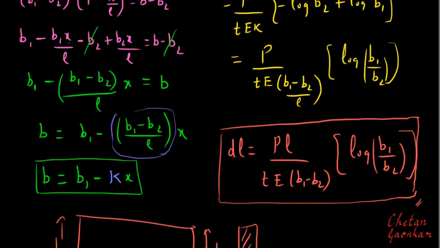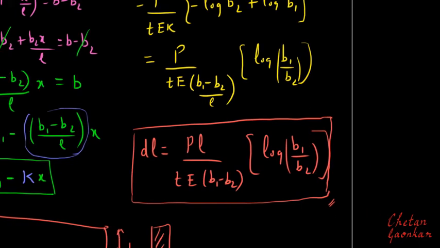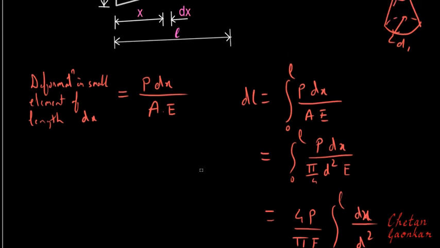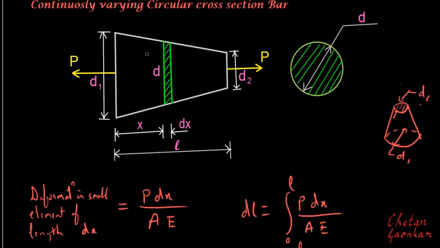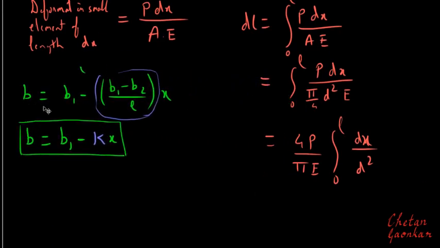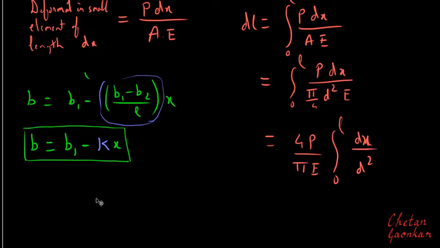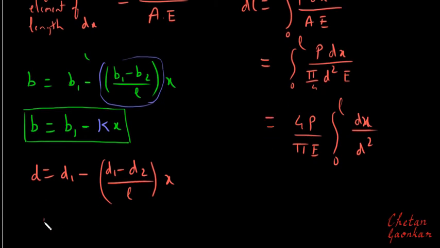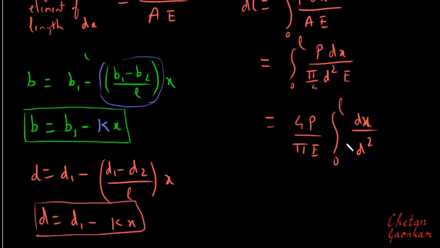So similarly, we will write the expression of D here, the way we had written B, and then the exercise will be the same. I will have to draw two lines passing through this, and then the exercise is the same. So basically, the way we got this expression, in this case for D it will be d1 minus d2 divided by L times x. So this D will be d1 minus k times x. This is what we need to substitute here.